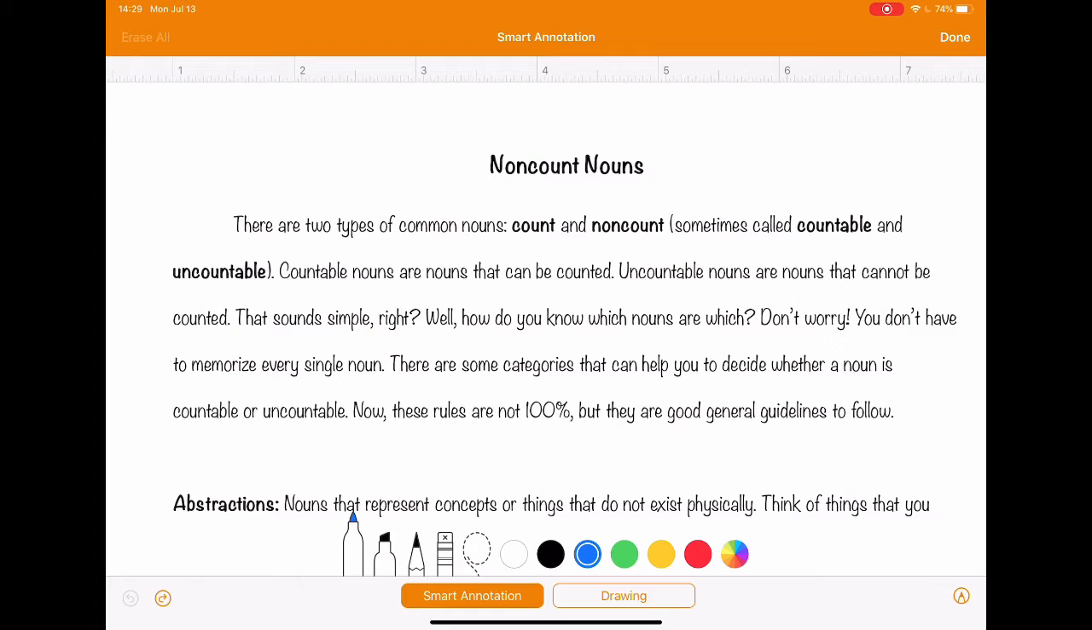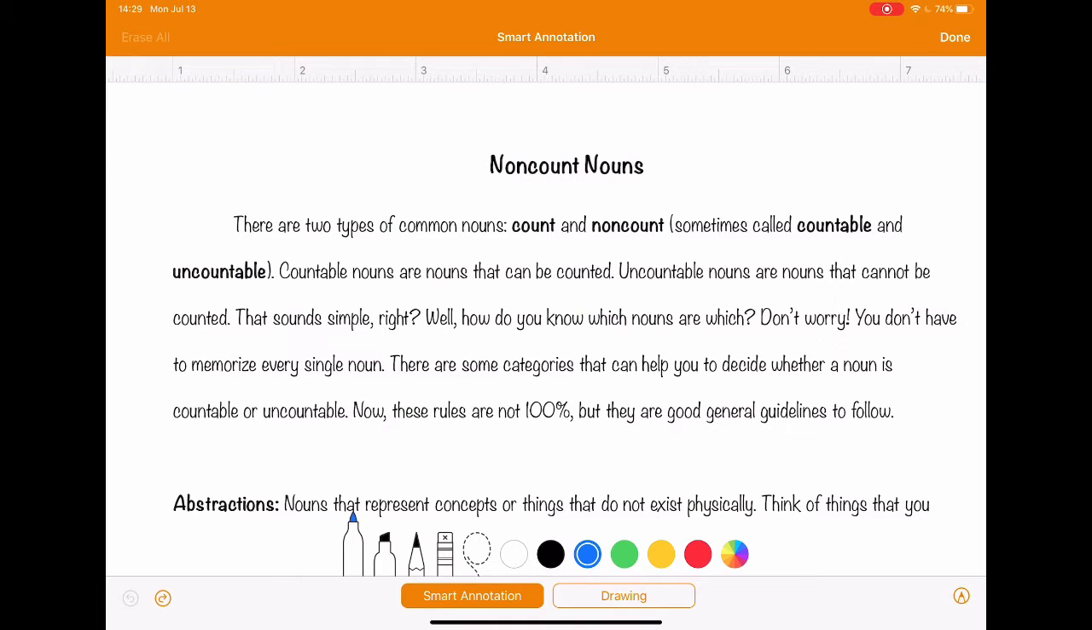Let's talk a little bit about nouns. I'm not going to spend too much time talking about countable nouns. Just make sure that you review the rules about countable nouns. Essentially, countable nouns are nouns that can be counted.